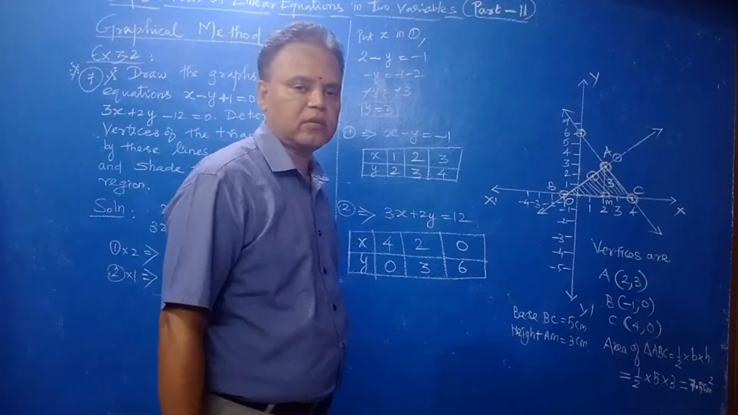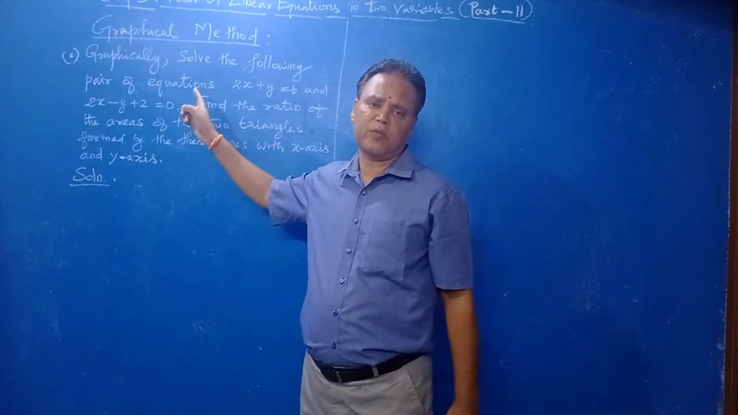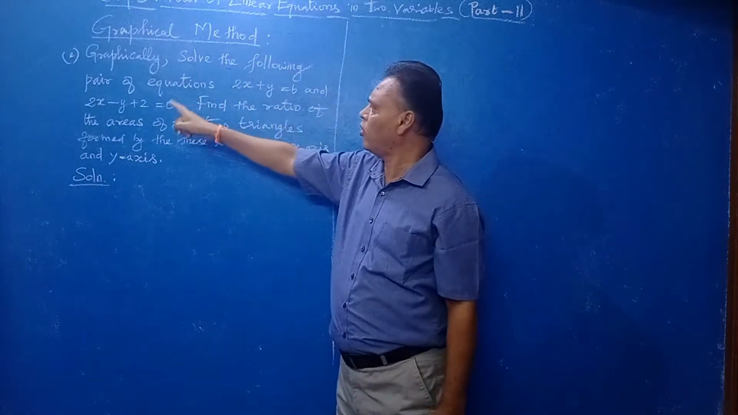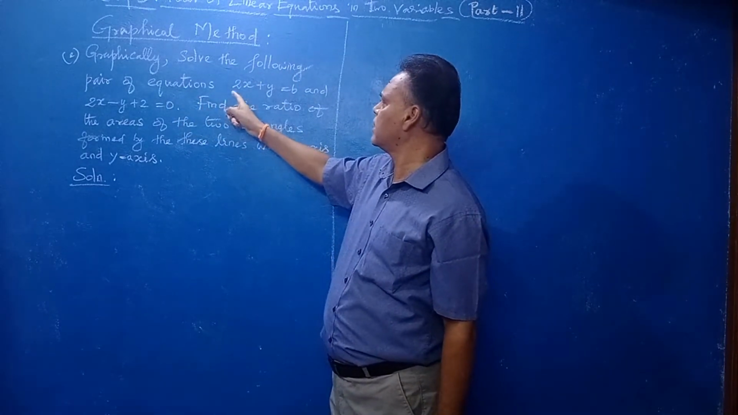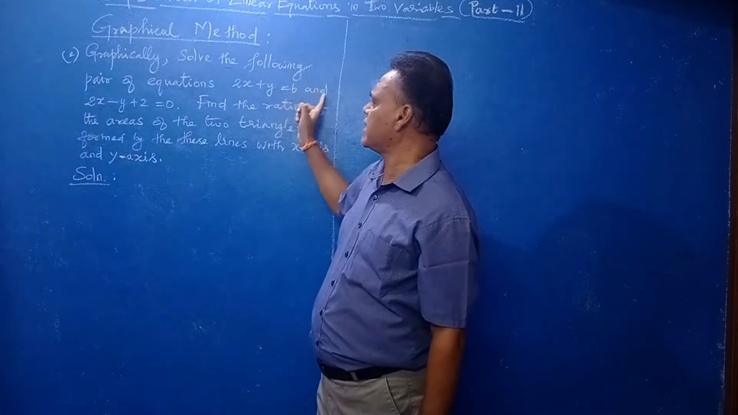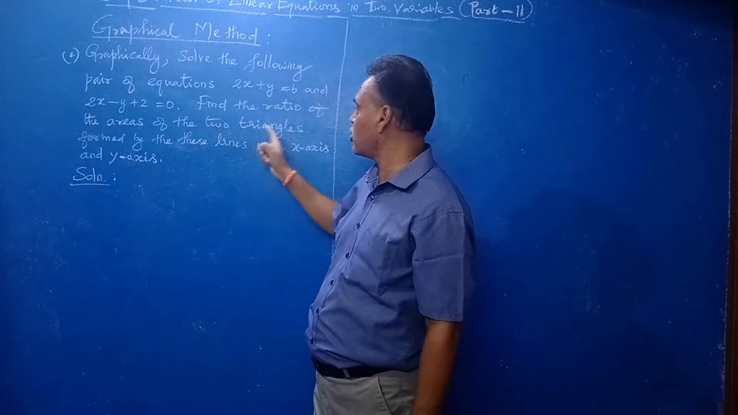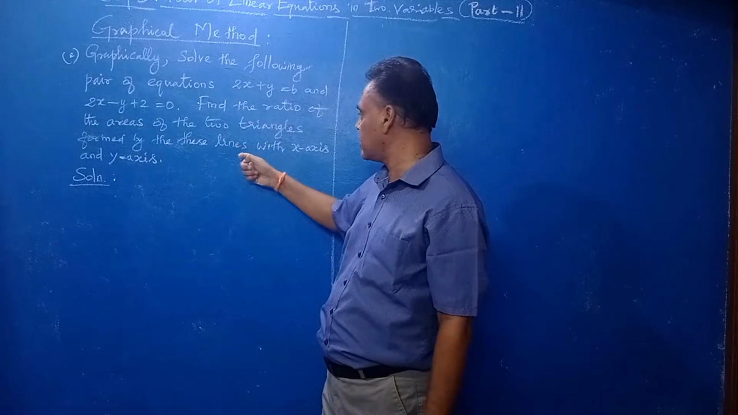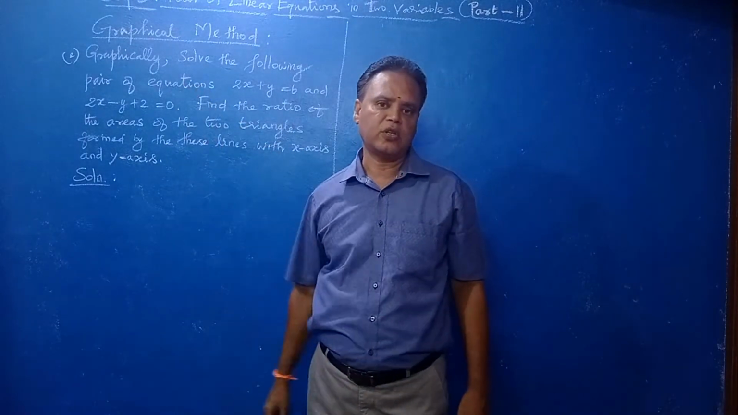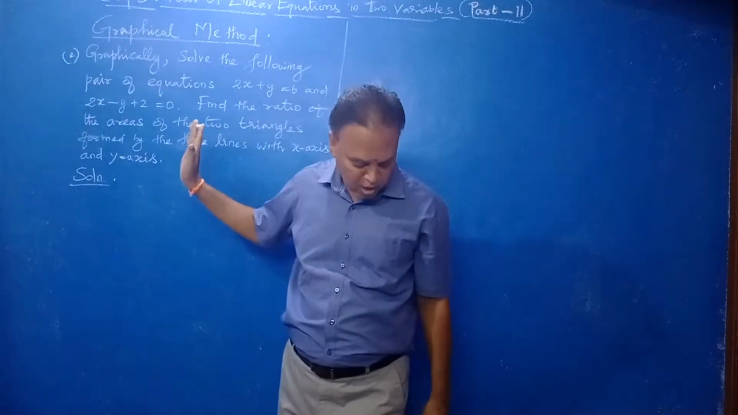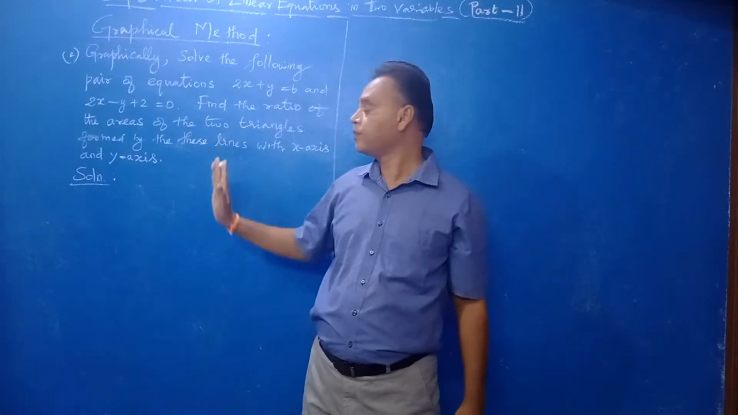You see, this is a very important problem, a board exam problem. Graphically solve the following pair of linear equations: 2x + y = 6 and 2x - y + 2 = 0. Find the ratio of the areas of the two triangles formed by these lines with the x-axis and y-axis. Both areas you have to find out. So a very important problem.